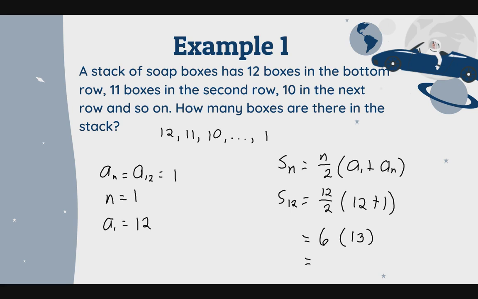And what is 6 times 13? What's your answer when you multiply 6 by 13? Very good. The answer is 78 boxes. So there will be a total of 78 boxes for this sequence of boxes.